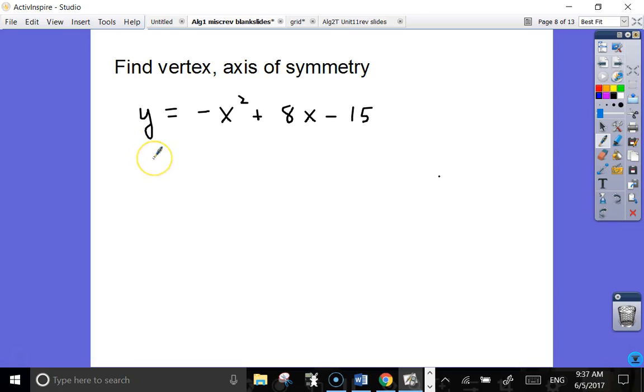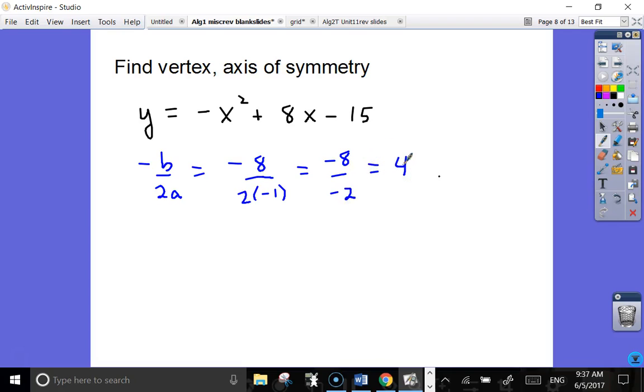It's still on the board right there. Negative b over 2a, right? So in this case, that's going to be negative 8 over 2 times negative 1, which is negative 8 over negative 2, which is 4.